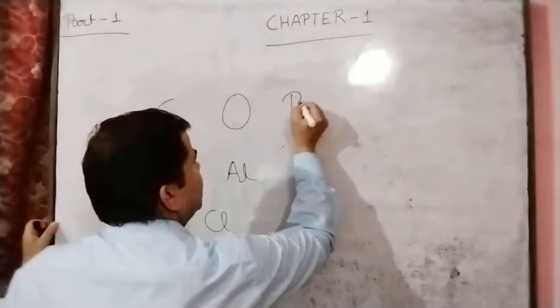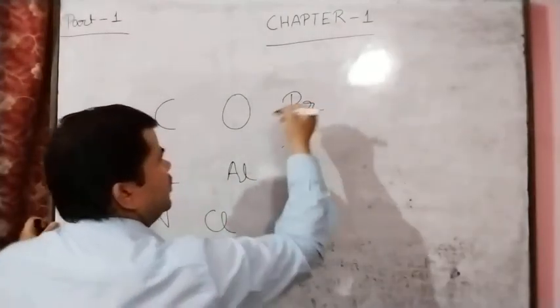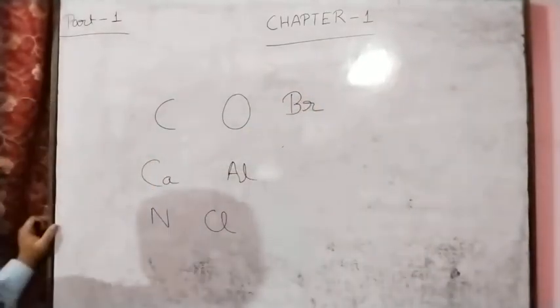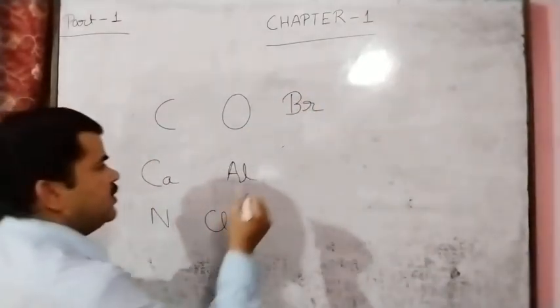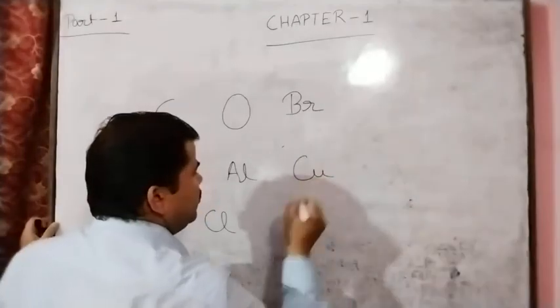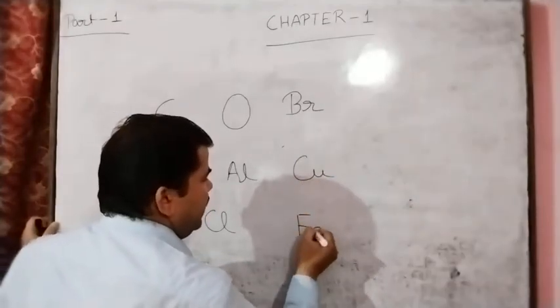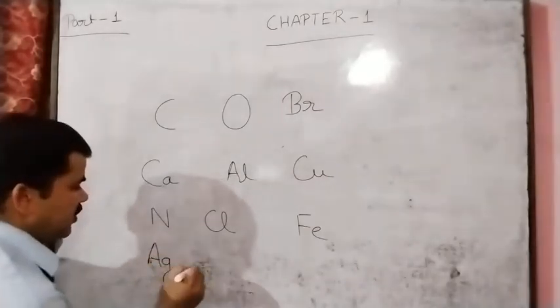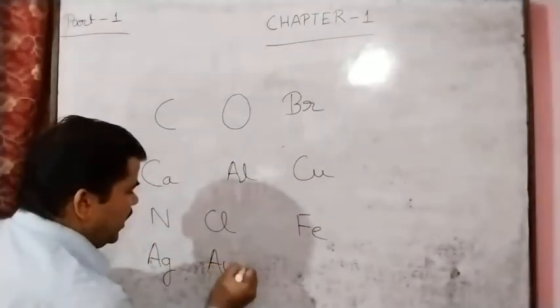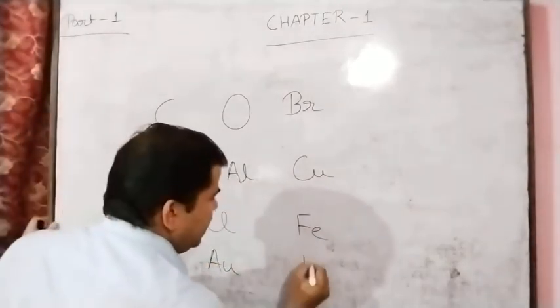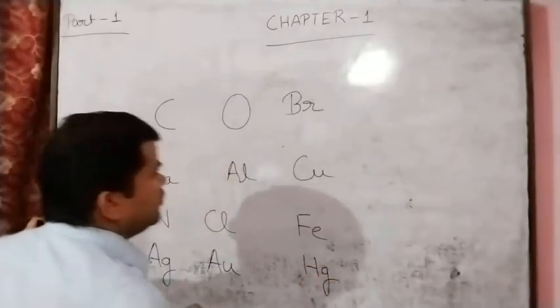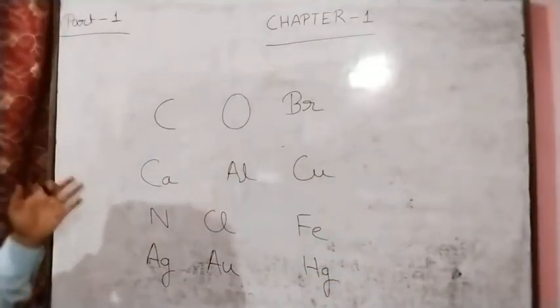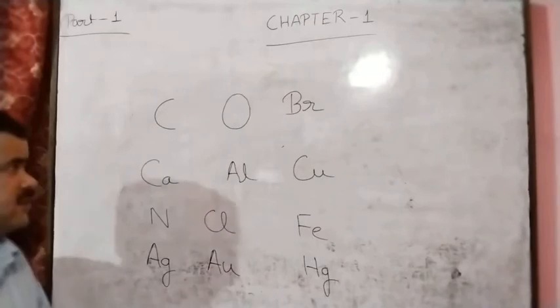Bromine, we can write in this manner, capital B, small r. Copper, capital C, small u. Iron, Fe. Silver, Ag. Gold, Au. Mercury, Hg. So these are the symbols of different elements.